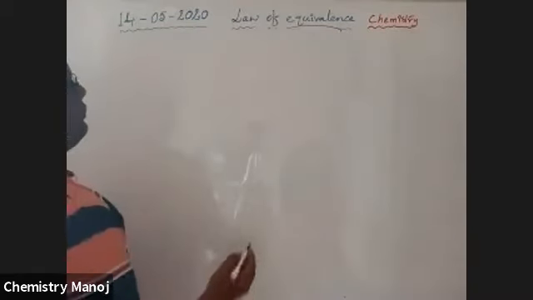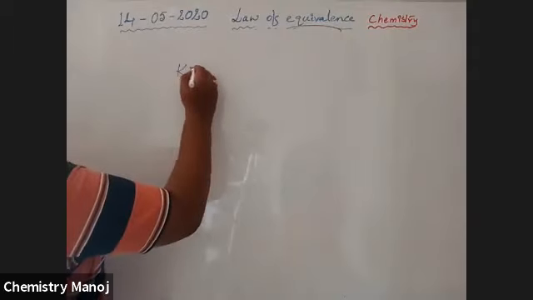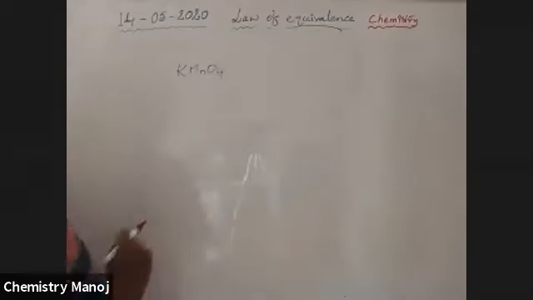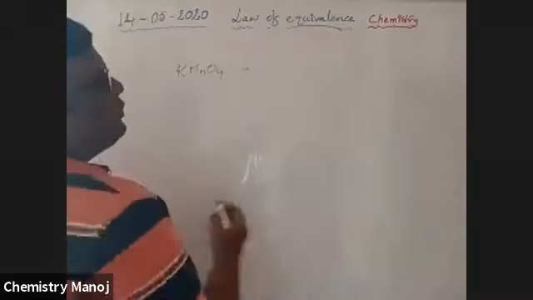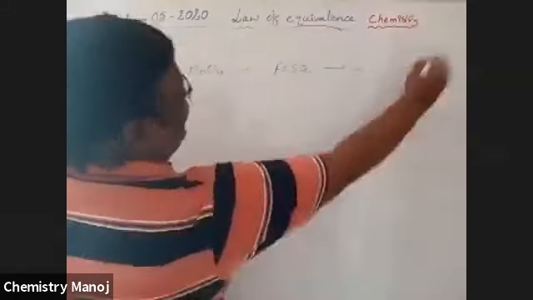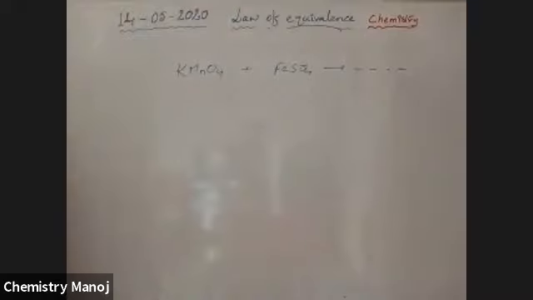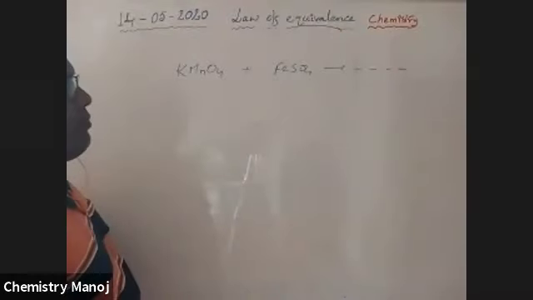For example, KMnO4, potassium permanganate, reacts with FeSO4 and gives some products. No problem. Okay, so it is a chemical reaction. It is an unbalanced one.